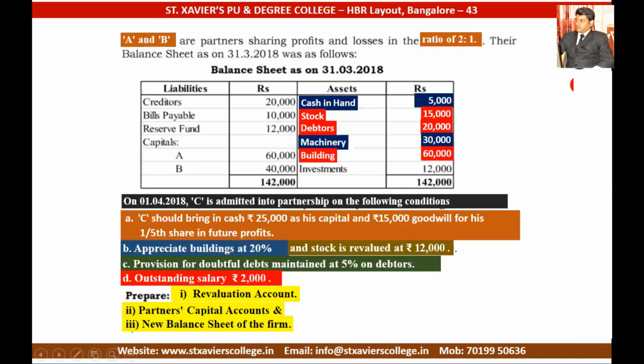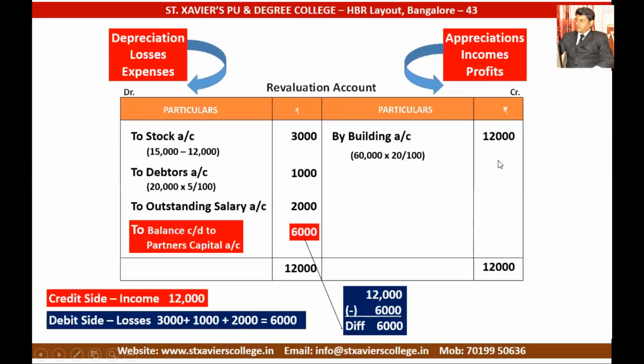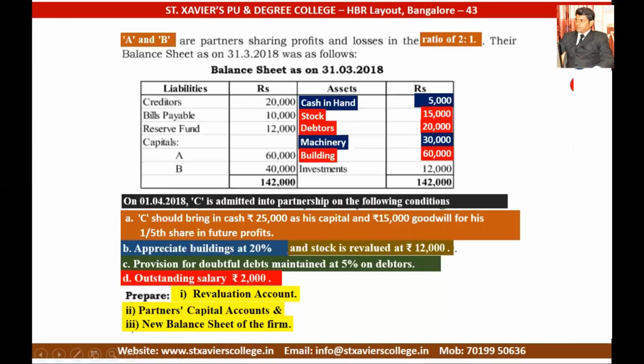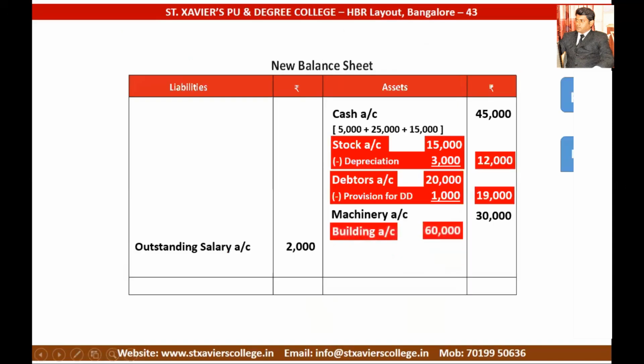Again, you can see the red mark. Building 60,000. A red mark always means there is an adjustment. You can see building has been appreciated by 20%. There is an income. How much is the income we got? 12,000. This 12,000 income should be added to the building. Now let us take building. How much is it? 60,000. How much is the appreciation? It is 12,000. 60 plus 12, it is 72,000, the total value of building.